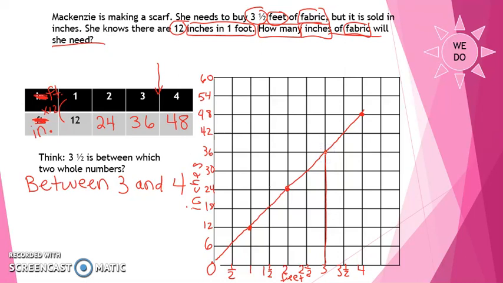Oops, that's 3. Let me move one over. So if I go to 3 1/2 and I see where it meets my line, I can see that 3 1/2 is going to meet my line graph at 42 inches. So she would need 42 inches of fabric.